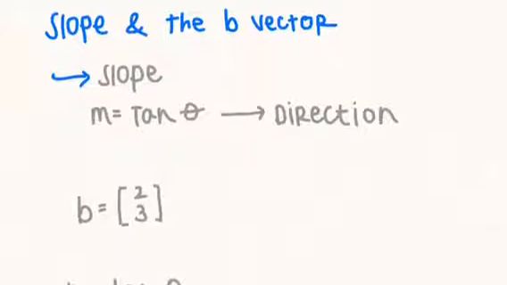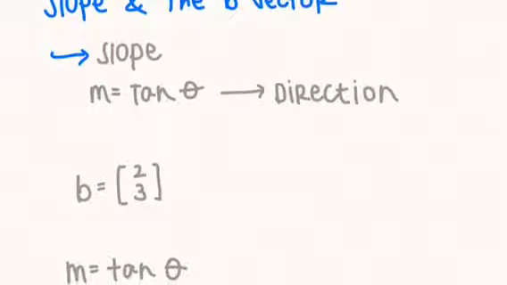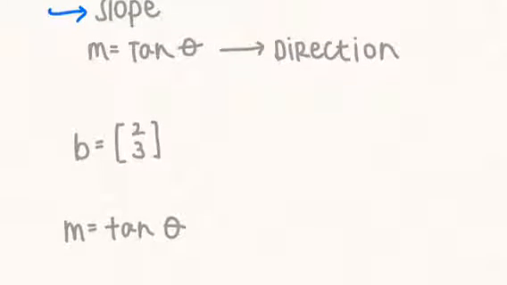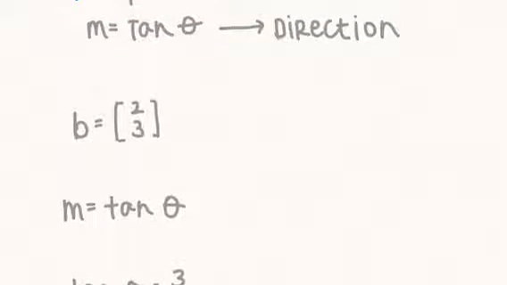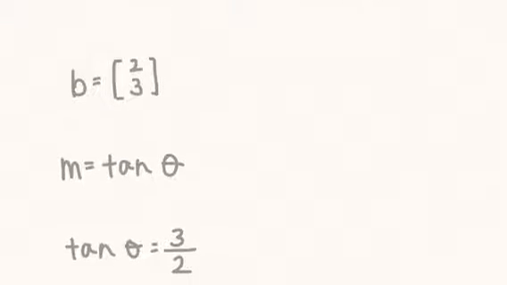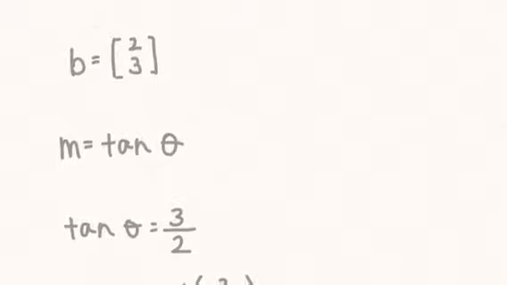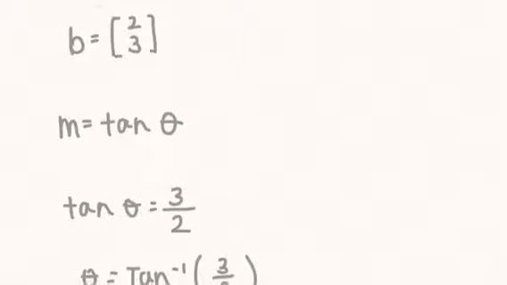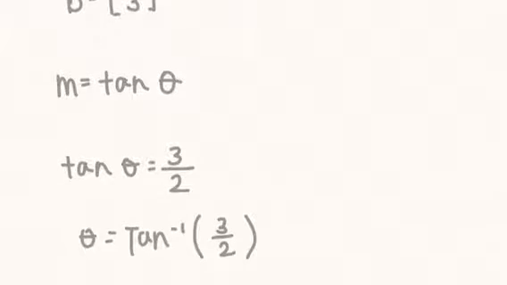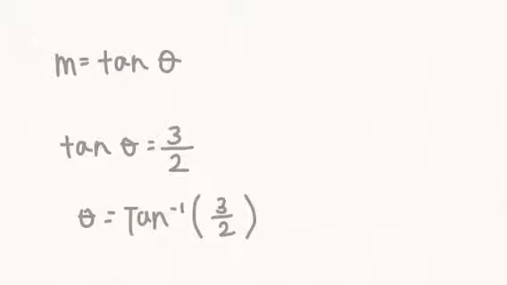The slope of a vector is the tan inverse of an angle, which will give you the direction. So if you have the vector (2, 3), the slope in this case will be tan inverse of 3 over 2, as shown on the screen.